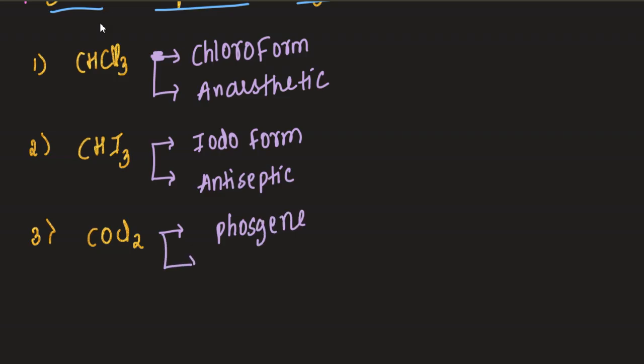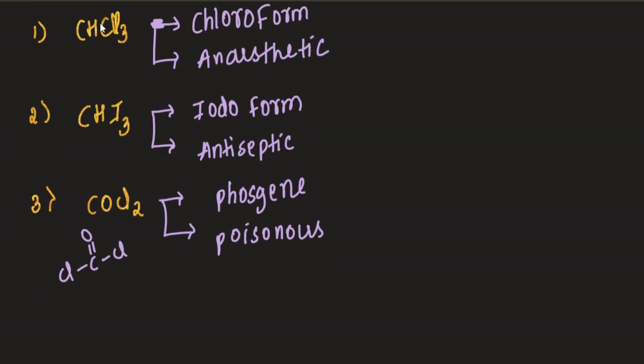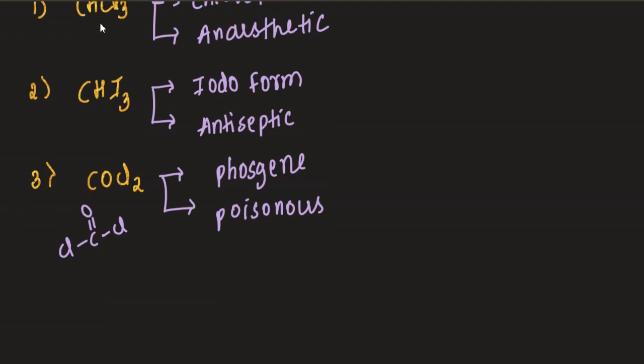Okay. And it is poisonous. The specialty of COCl2 is what? It is very poisonous. If you go through the structure of COCl2, it looks like C double bond O, Cl and Cl. So this is the structure of COCl2, which is nothing but phosgene. Okay, so these are only a few important points which are there in your NCERT introduction page.